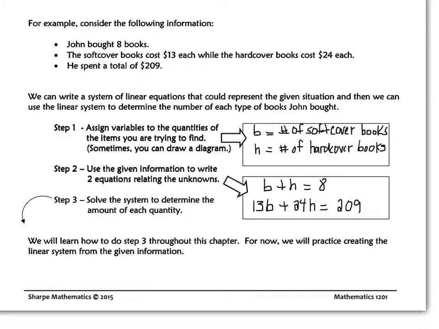So those would be the 2 linear equations to make up our linear system that we could solve to figure out how many hardcover books and how many softcover books John bought. But we're not actually going to do that right now. That's what we're going to learn in this chapter, how to solve a linear system. This section is just practice on writing the equations that go with the information.